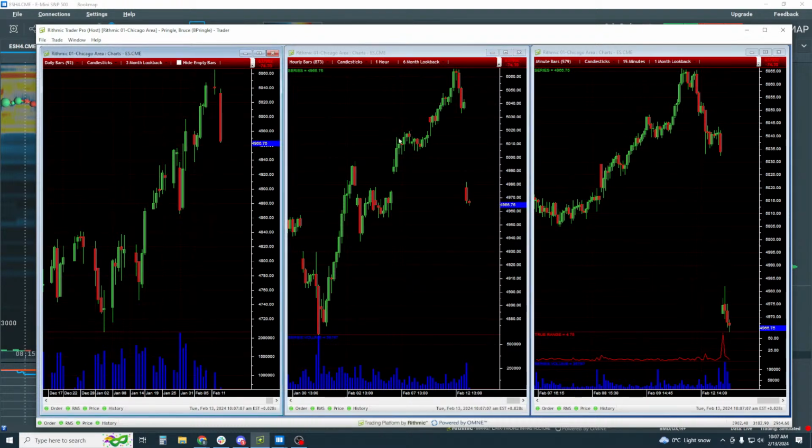Maybe we'll come down a little bit lower. Let's look at the hourly here. Now, we already filled a small gap in here, almost immediately at the open.